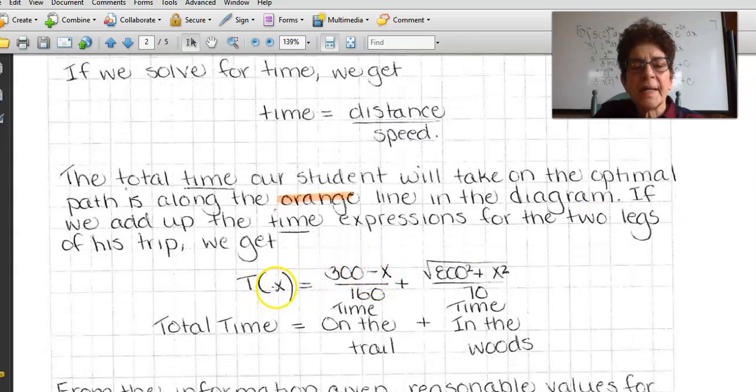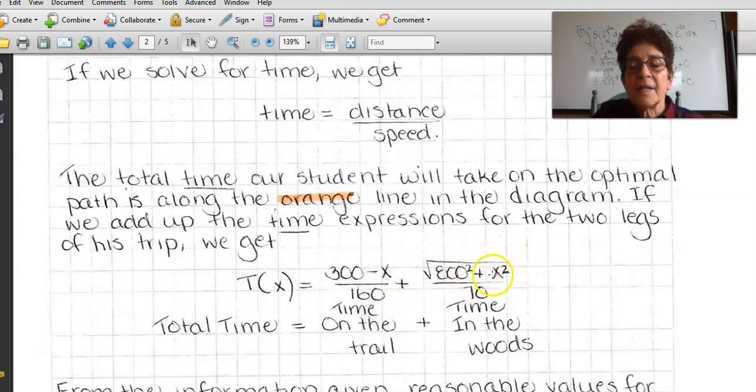So the total time is going to be his distance along the trail divided by his speed on the trail. Remember, this is in meters and this is meters per minute, so this tells how many minutes he's going to run on the trail. It's distance divided by speed.